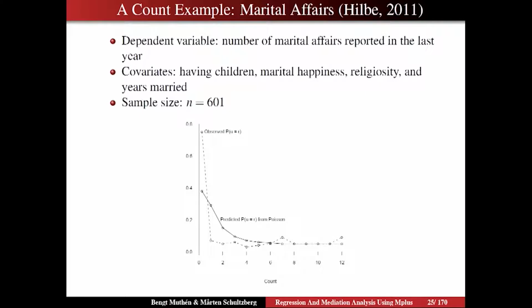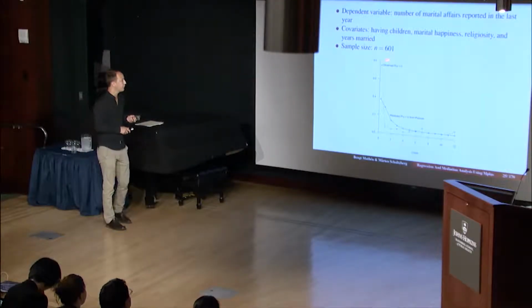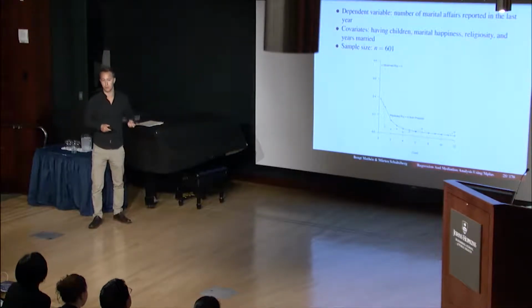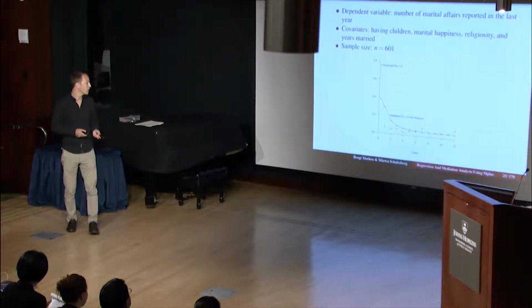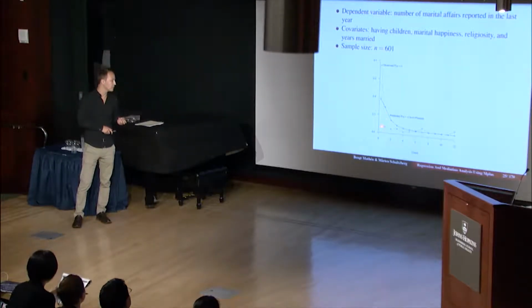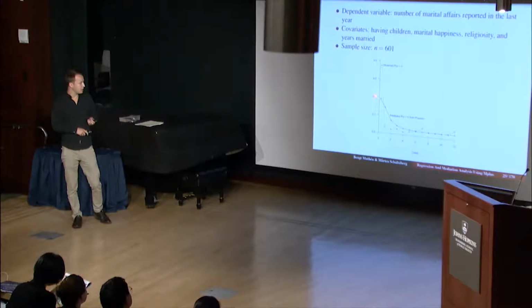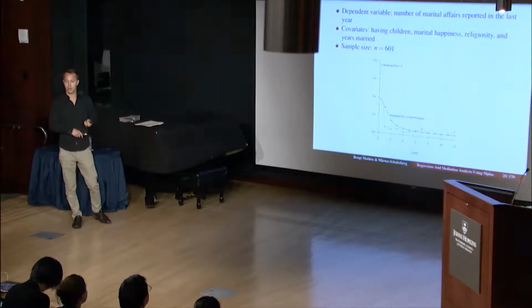So we can look at this plot here, where we have the different counts on the x-axis, and the dashed line here is the observed proportion of each count. The first one is simply the number of individuals that had a 0 marital affairs count divided by 601. So 75% of the sample reported 0 marital affairs. And you can see there's a huge drop then to 1, where we have around 10% or even below that. And the solid line here is the predicted probability from a Poisson model for the same count.